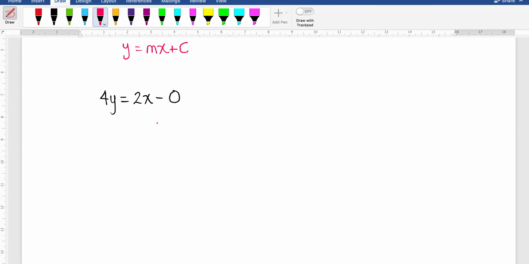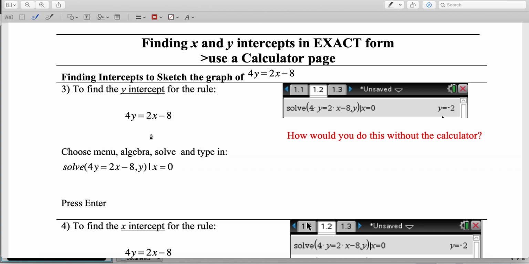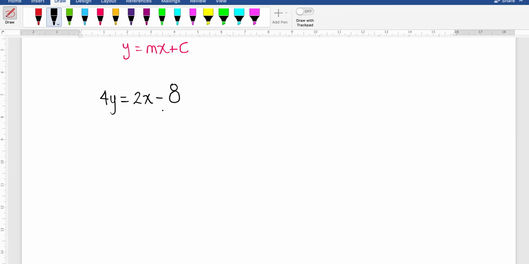Is that correct? It's equal to 8. So this one is equal to 8. Sorry, girls. Yes, good. Yes, it's equal to 8.